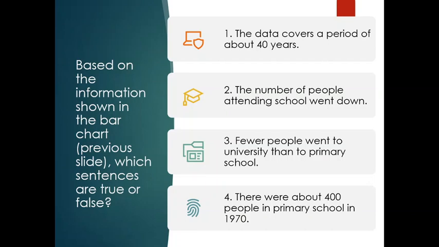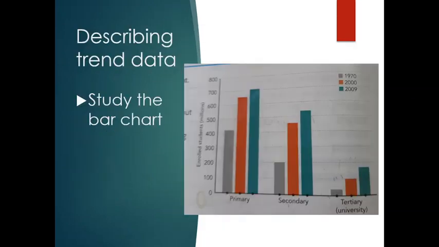Number 2, the number of people attending school went down. Is it true or false? Alright. Up or down? You see, they actually went up. So it is false because if you're going to take a look at 1970 to 2009 for primary, so it's increasing, no? Secondary, also increasing, and tertiary, it also increased.